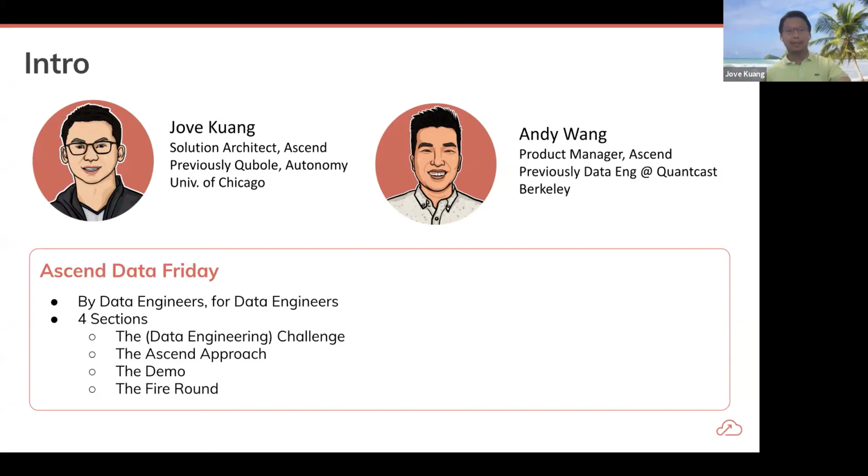My name is Jove. I'm a solution architect at Ascend here. Before Ascend, I was at a company called Cubo doing a lot of Spark and Hadoop in the cloud, as well as a company called Autonomy, which then got acquired by HP. And I'll pass it over to my co-host, Andy here.